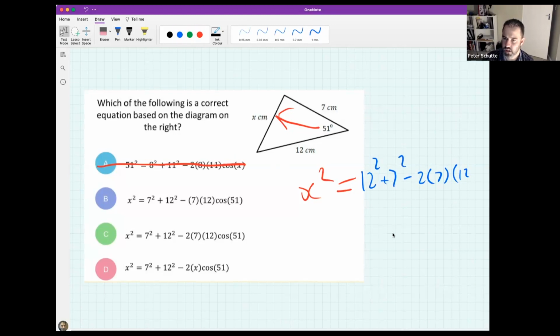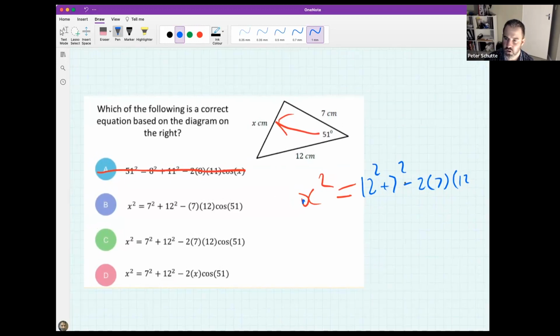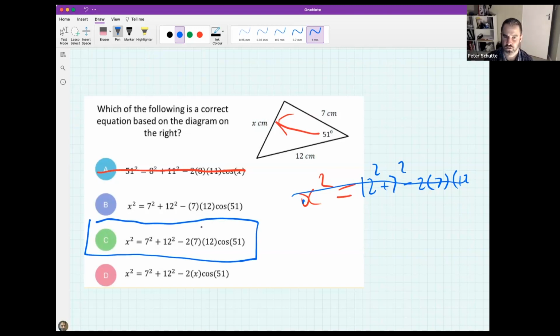And then what else do we have? So 12 times. In fact, I'm not going to finish that because I can see what the answer is going to be. It's going to be this one, which is C, over here, because this one doesn't have the 2 and this one has the wrong sides. Cool.